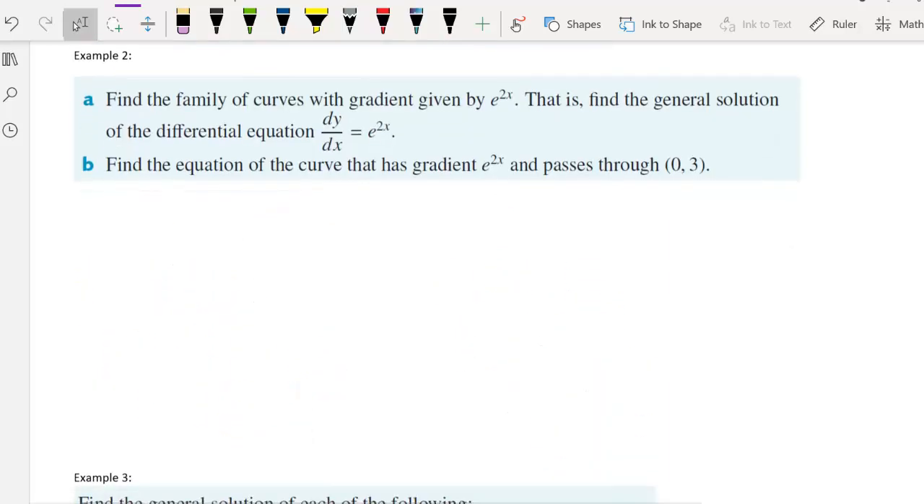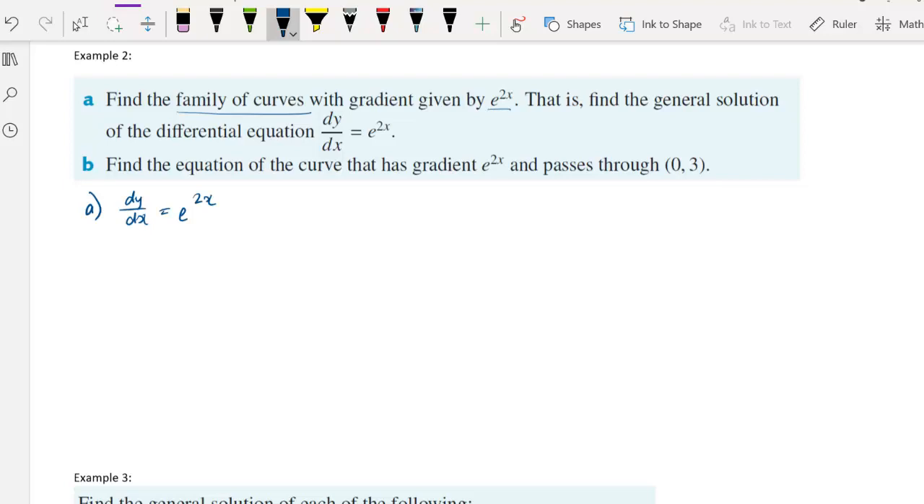Okay, when we look at example 2, we go a little bit further, but not far. It says find the family of curves with gradient given by e to the 2x. That is, find the general solution of the differential dy dx is equal to e to the 2x. So the general solution, we're looking at dy dx is equal to e to the 2x.